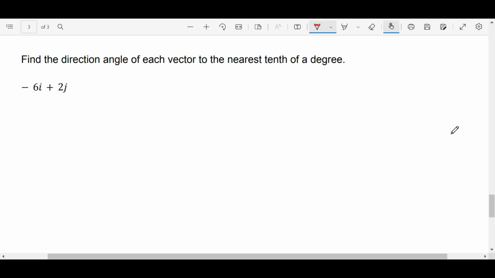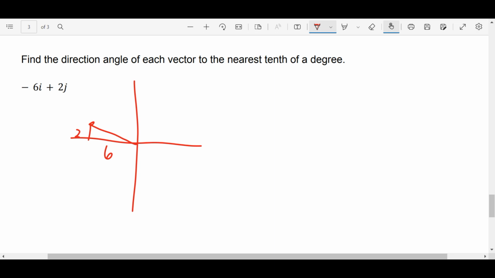All right, last problem. So we have find the direction of each angle to the nearest tenth of a degree. So if we drew this initial, terminal right there, right? We'll call that. So we know this is negative 6, right? And you're down. Oh, I did that terribly wrong. Wow. Negative 6, and we're going up. Like that. Up 2. Cool. 2. 6. There we go.